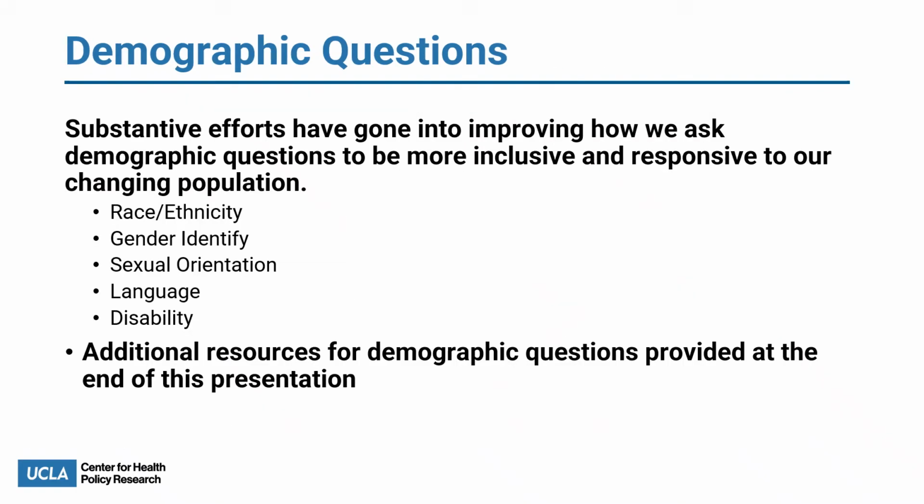Over the past decade, a lot of effort has gone into adjusting how we ask demographic questions, which for many years were static things, to better reflect that people's identities are multifaceted, fluid, and deeply personal. Asking about race and ethnicity, gender identity, sexual orientation, language, and disability status really shouldn't be about checking boxes. We do now have updated frameworks and emerging best practices for demographic questions so that they are more inclusive and responsive to our changing population. We are not going to talk a lot about demographic questions in this specific training, but additional resources on the topic will be provided at the end of the presentation.